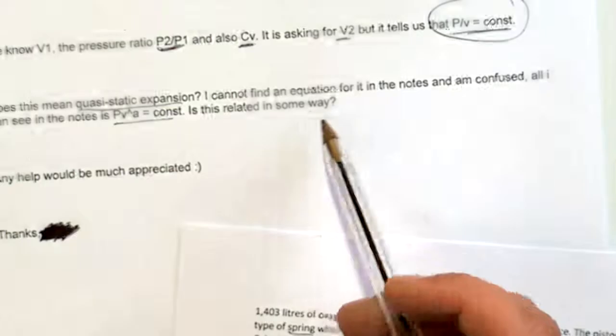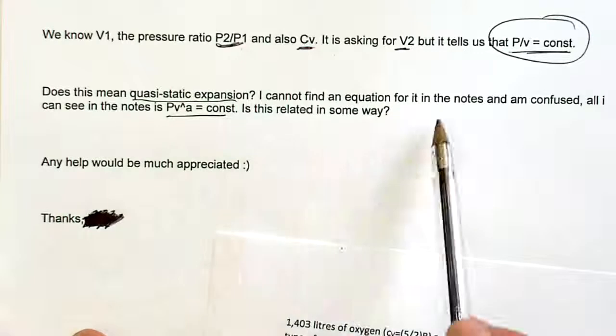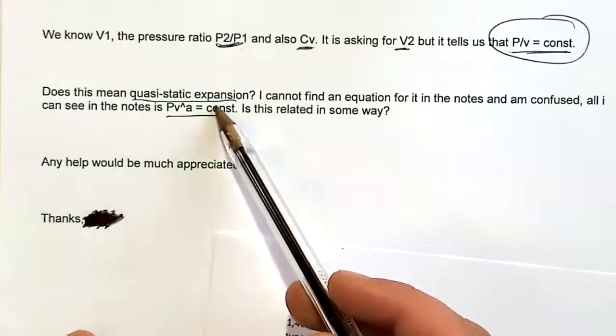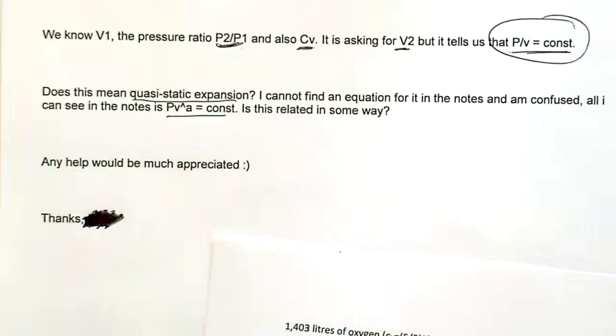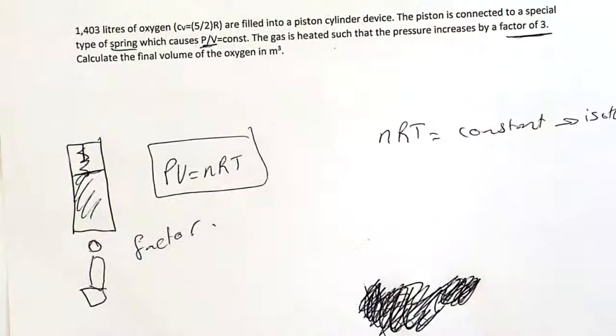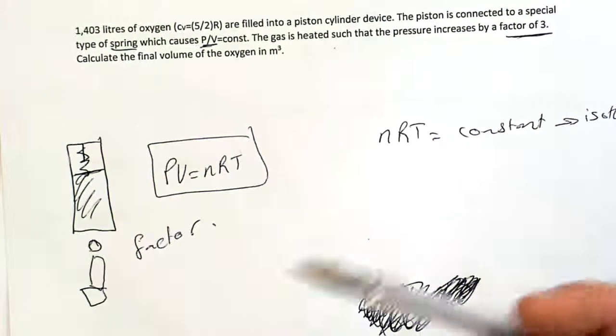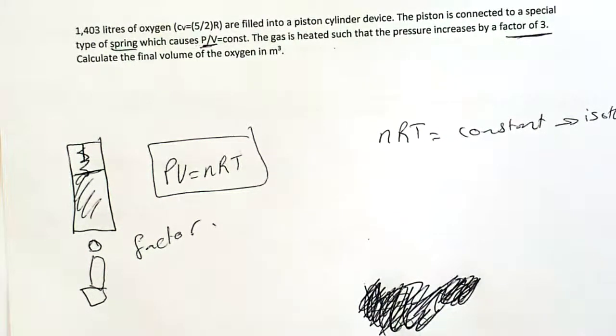So you need to think about it conceptually rather than trying to match different equations to it. Quasi-static expansion just means slow expansion, so the system remains in equilibrium. Now, imagine you have a balloon and you have a gas in it. What happens if you heat up this balloon? Is the volume going to increase?